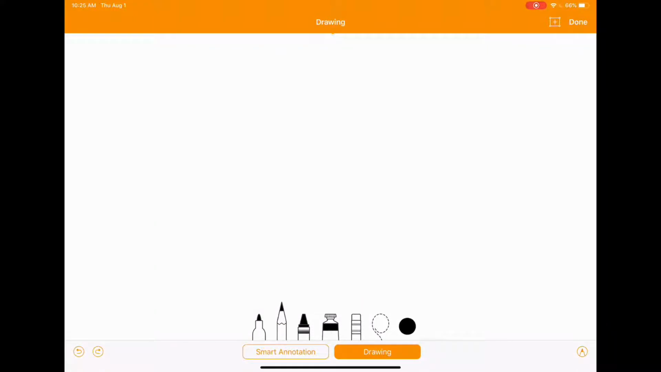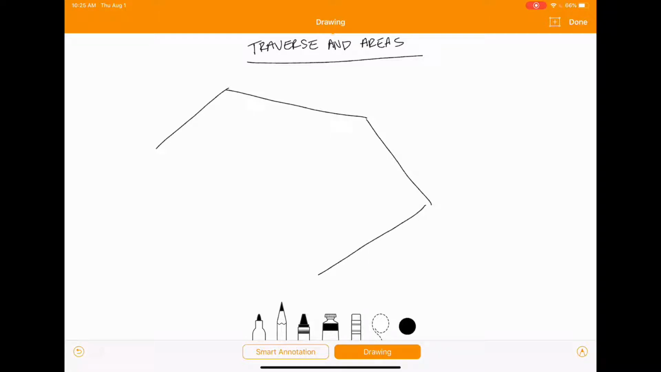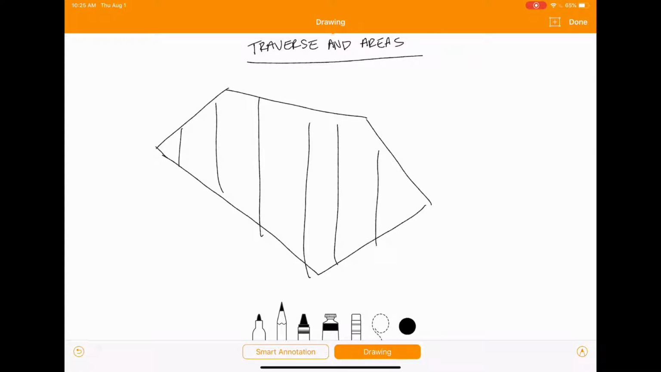So in this video, we're going to be going over traverses and their areas. Now a traverse is some shape that is measured on some land surface. And so this is your traverse, and we're going to learn how to find the area inside that traverse that you just laid out and measured.